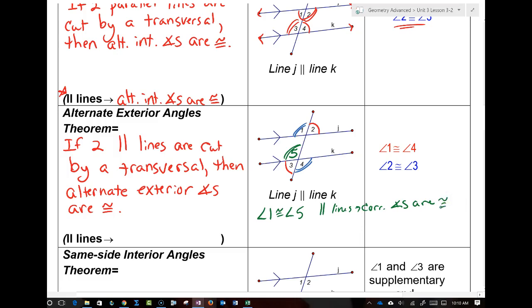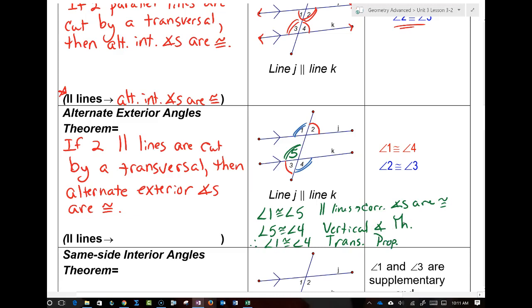Then look what my next proof would be. Could I then say angle 5 is congruent to angle 4? Why are angle 5 and 4 congruent? Yep, the vertical angle theorem. Now look, what do I know about 1 and 4 now? They're congruent, right? Yep, transitive property. We didn't recognize it, guys. That's good. We just did a mini proof.